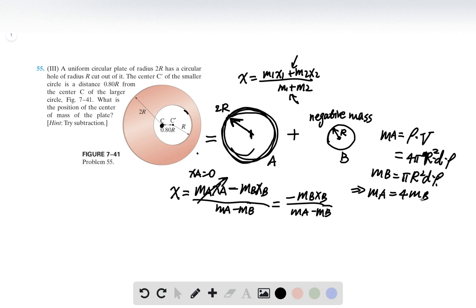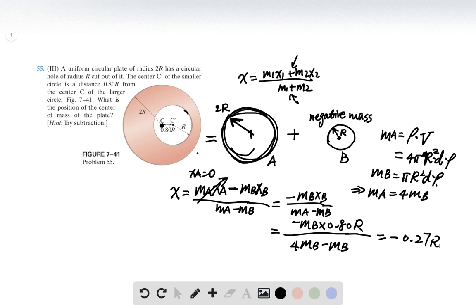Okay, so now we can calculate it. Negative MB times XB, which is 0.80r, over MA, which is 4 times MB, minus MB. So it is negative 0.27r. So this is the center of mass of this whole piece.